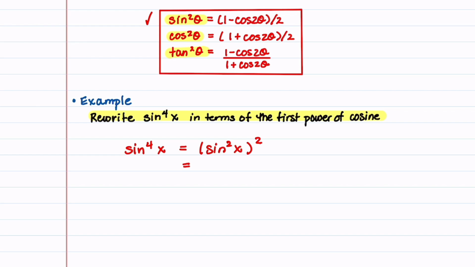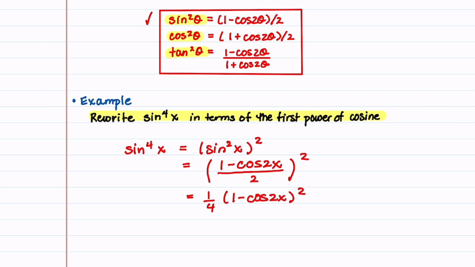This is equal to 1 minus cosine 2x divided by 2, and that becomes squared. To make things easier, we'll go ahead and bring out the 2 squared, which is 1/4. And then we have 1 minus cosine 2x, quantity squared. This is equal to 1/4 times 1 minus 2 cosine 2x plus cosine squared of 2x.